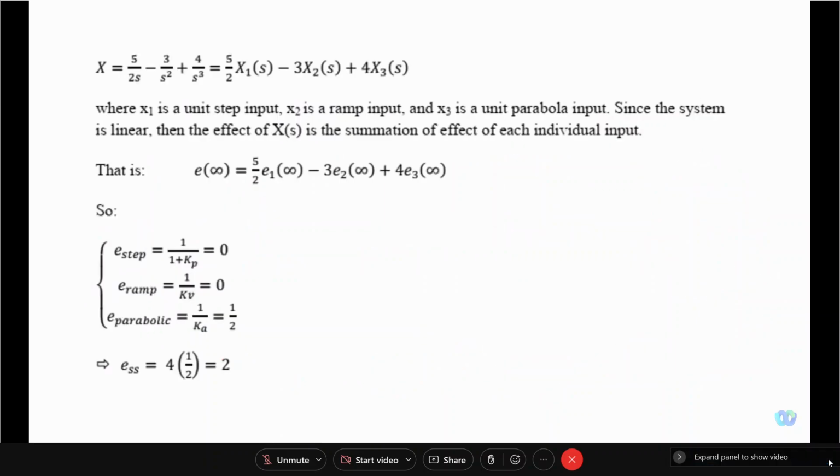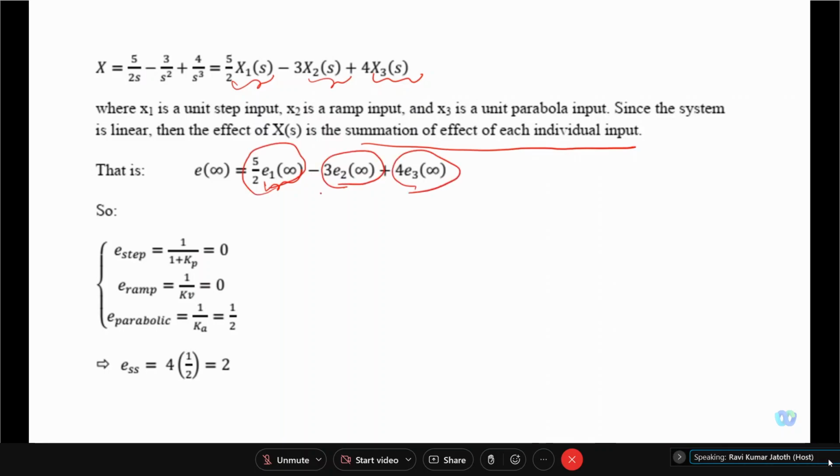Now here you can get x1, x2 and all. So it is the summation of the effects of the individual inputs. So 5 by 2 times the steady state error, then 3 and then 4. E step is 1 by (1 plus Kp), which is 0. E ramp is 1 by Kv, which is 0. E parabolic is 1 by Ka. So the steady state error is 4 into 1 by 2, which is 2. The steady state error is 2.